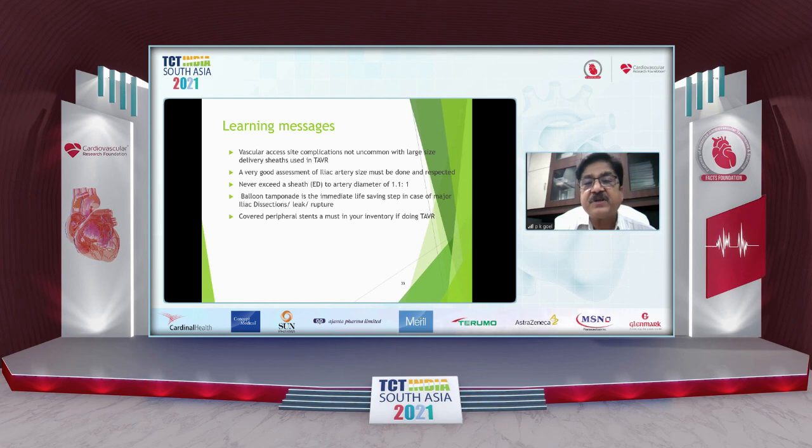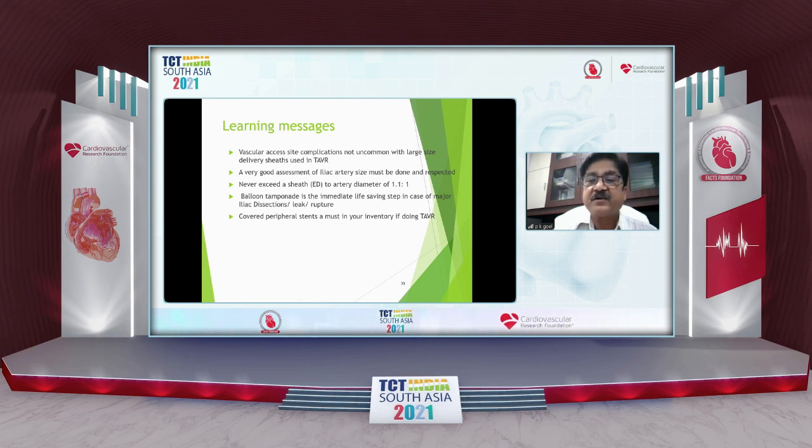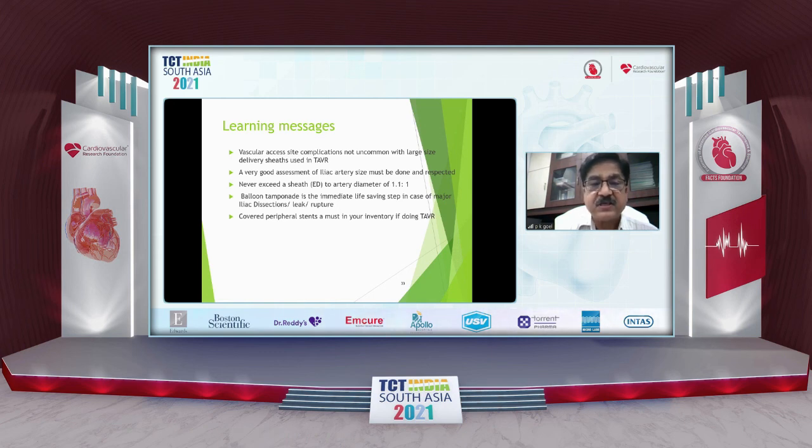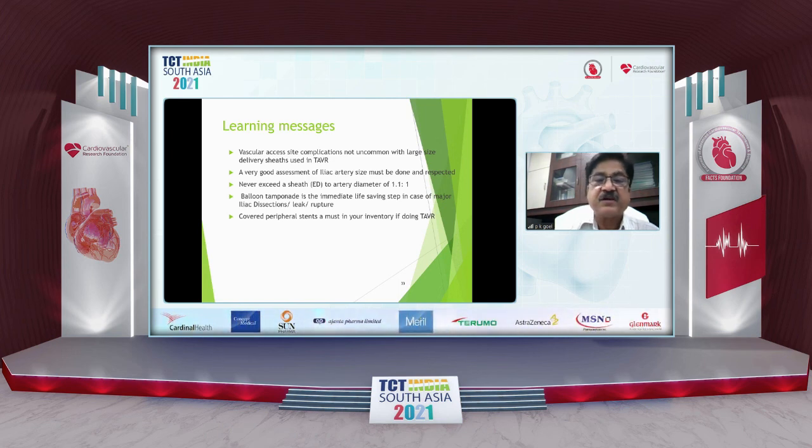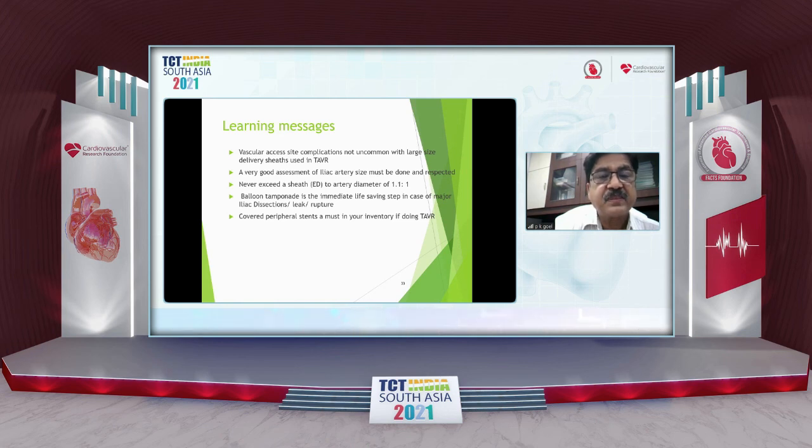A very good assessment of the iliac artery size must be done, and it must be respected. Never exceed a sheath external diameter to artery diameter ratio of maximum 1.1:1. And you have to be more careful if there is calcium. Balloon tamponade is the immediate life-saving step in cases of major iliac dissections, leaks, or ruptures. And covered peripheral stents are a must in your inventory if you're doing TAVR. And it's only the covered stent that salvaged the whole story then. Thank you.